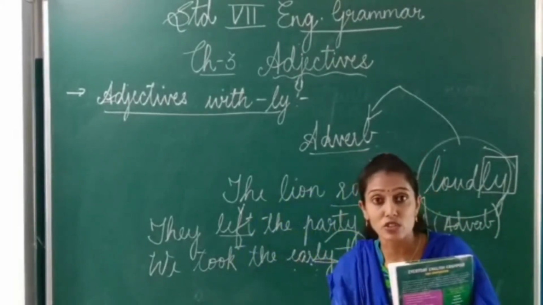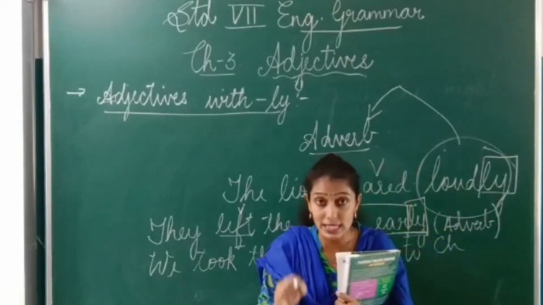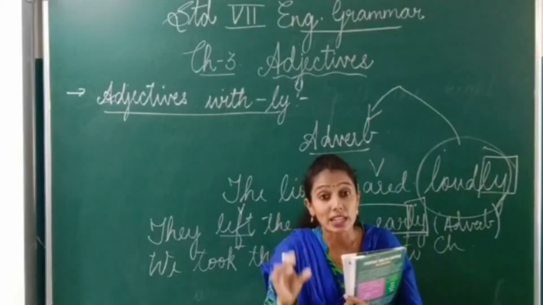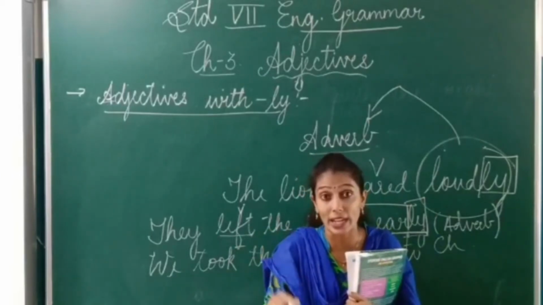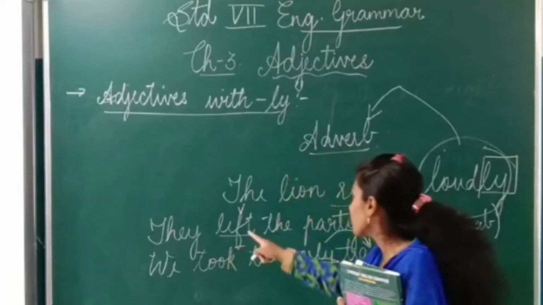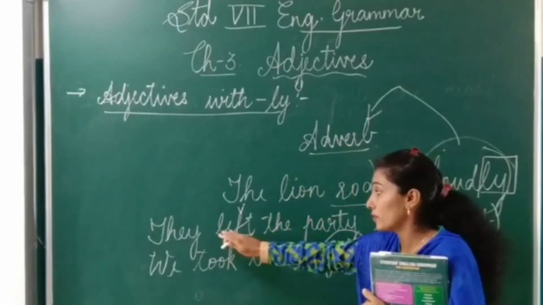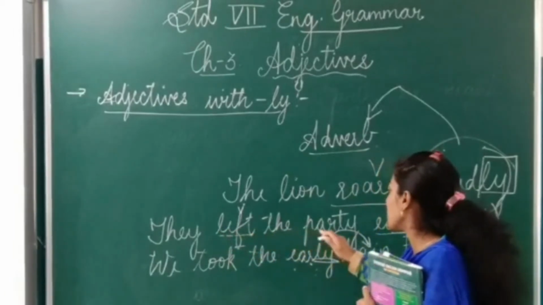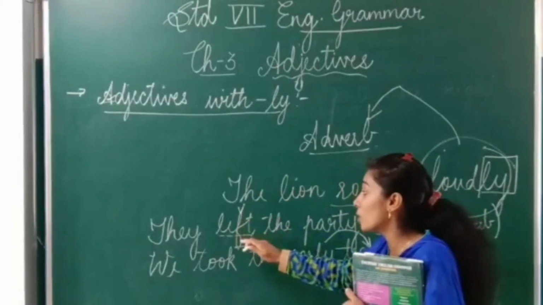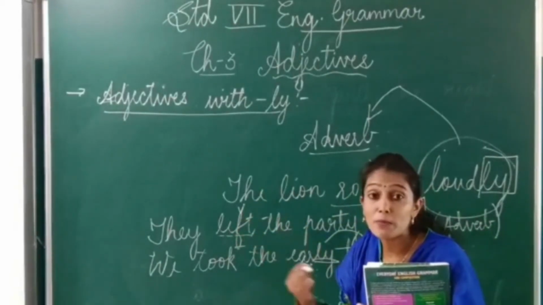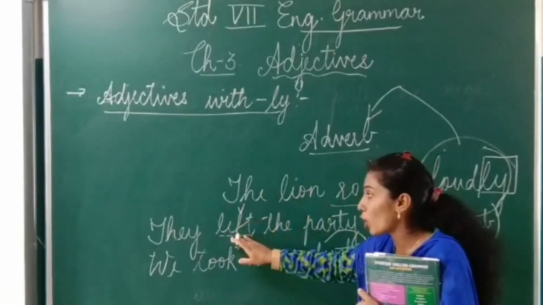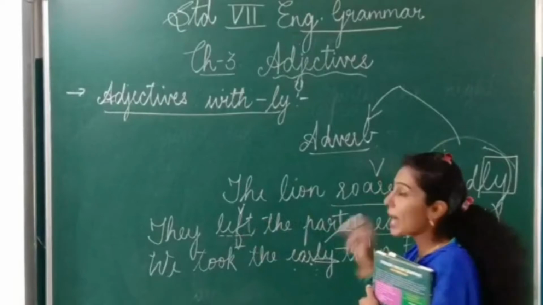So you got the difference, children? You have to read the sentence properly and then find out whether the word ending with ly is used as an adverb or as an adjective. If they left the party, the verb we are talking about, when did they leave the party, children? They left the party early. So it's talking more about the verb. When did they leave the place? They left the party early. So here, when we are talking about the verb, it becomes an adverb.